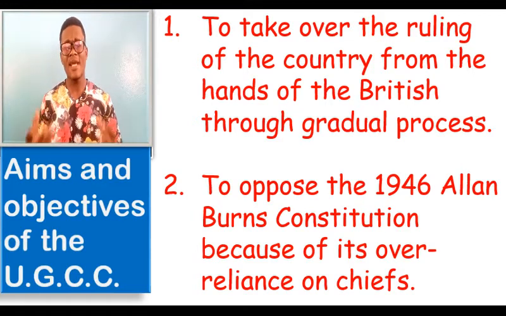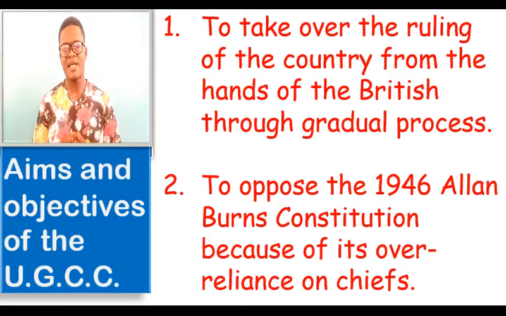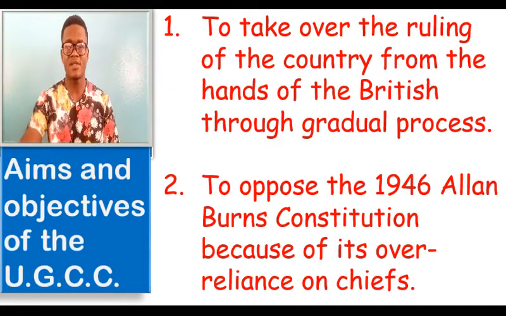We have about 13 chiefs who were elected, and I think 4 of them were educated elites, and the other 6 unofficials were Europeans, but the majority of them were chiefs. So the U.G.C.C. opposed the 1946 Alan Burns Constitution because of its over-reliance on chiefs. They really depended on chiefs. So now let's look at the other aims and objectives.